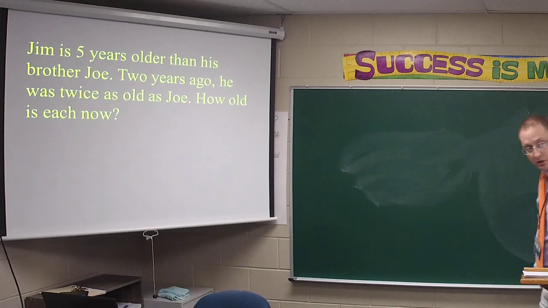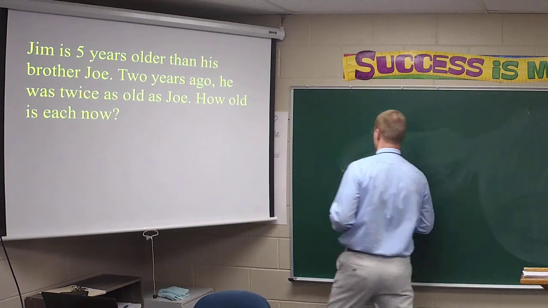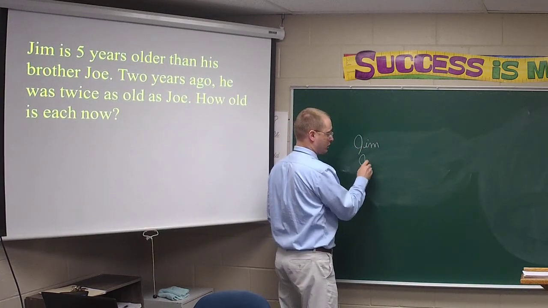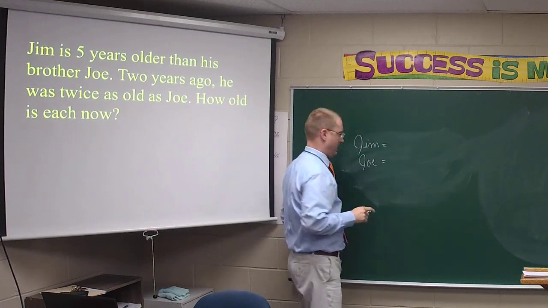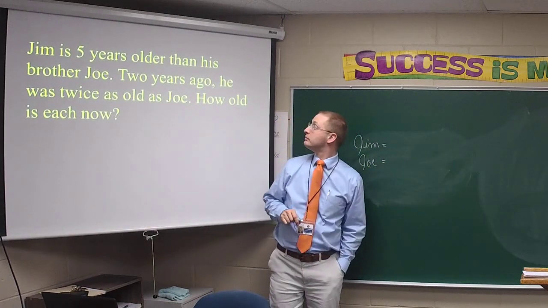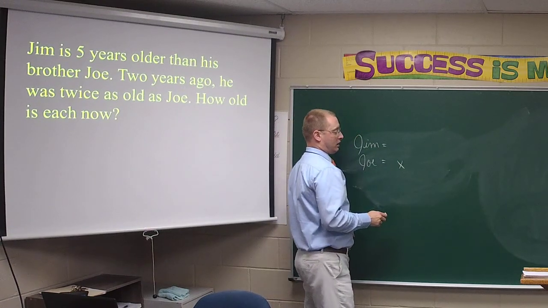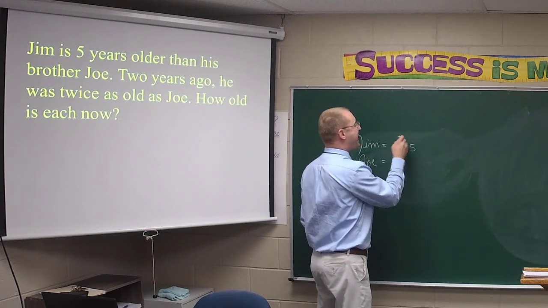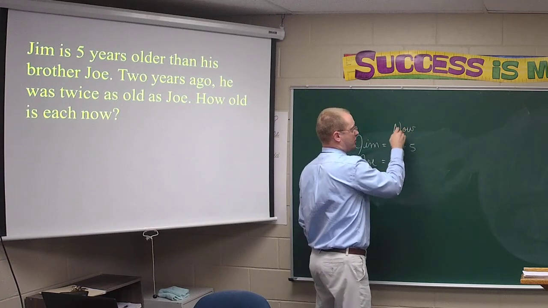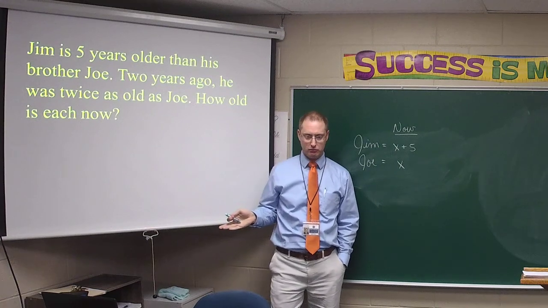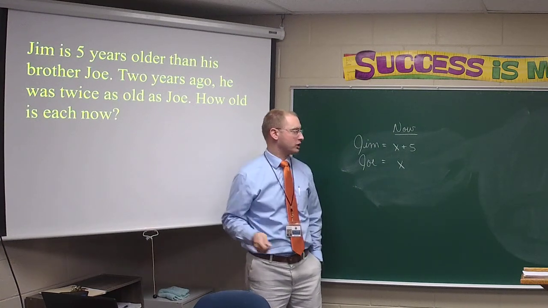How many unknowns? 2. They are Jim and Joe. Who gets to be X? Joe. And how would we represent Jim? X plus 5. Good, because right now, and you're doing this with me there at your seats, Jim is 5 years older than Joe. Any questions so far? And all this is really straightforward.